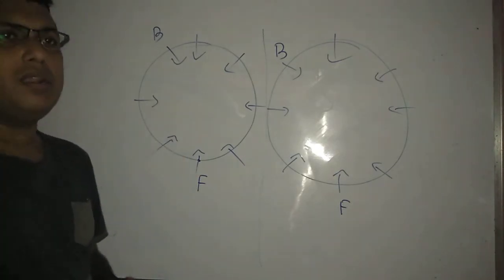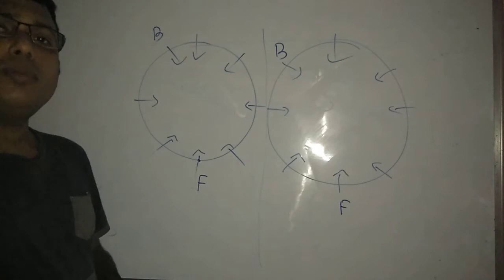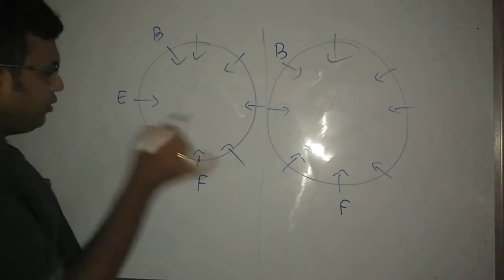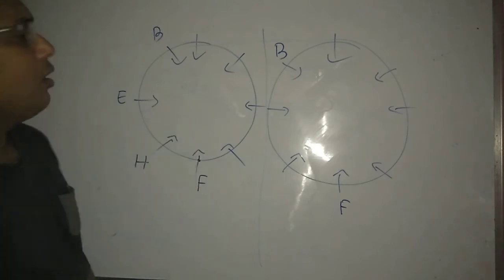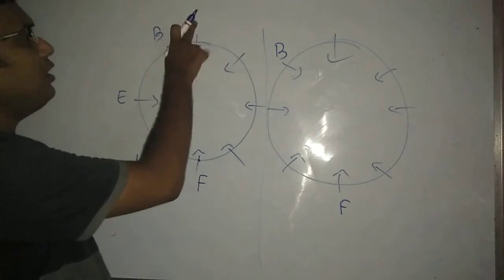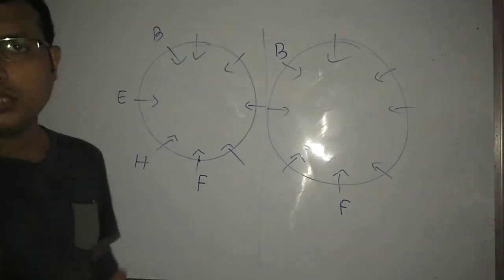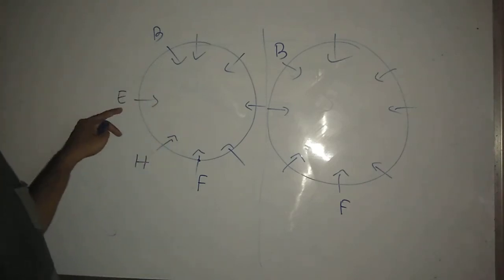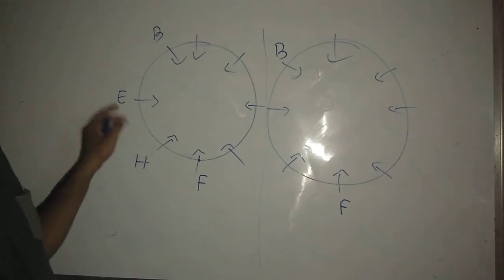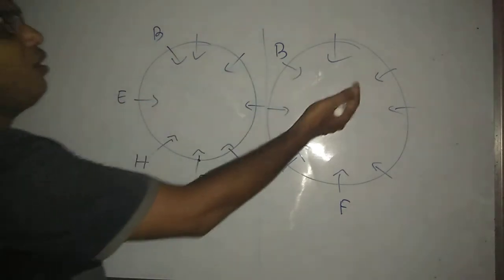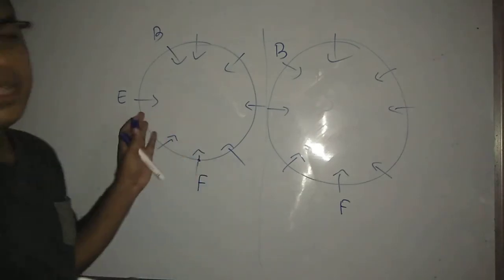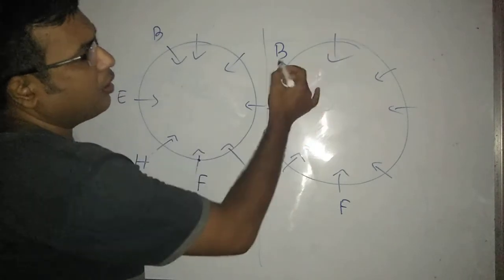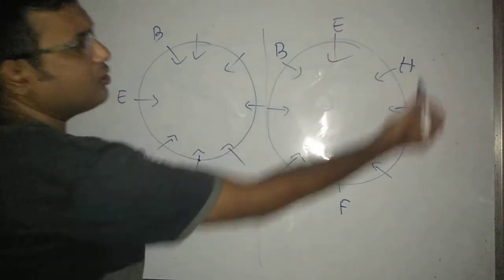And come to the second line. E is immediate neighbor of both B and H. So if you put E here, you should write H here. And if you write E here and H here, that means it is a confusing one. So there are two positions applicable for E. Either you put E to the immediate right of B, or you put the position of E immediate left of B. So don't put both cases in the same diagram. Put the position of E in the second diagram, immediate left. That means E is here, so H is here, right?